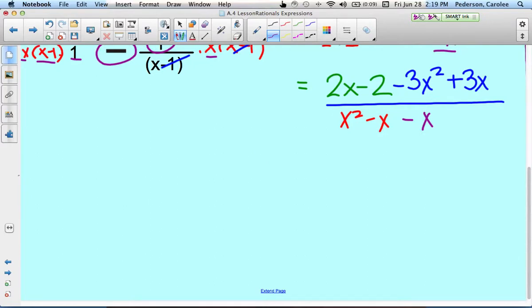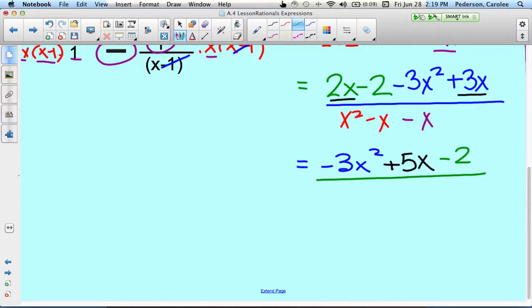All right, let's look for some like terms. In the numerator, let's put that in standard form, so highest term first, which is negative 3x squared. And then we have like terms with positive 2x and positive 3x. It's positive 5x. And then minus 2. In the denominator, a negative x and a negative x are like terms, which is negative 2x. And then we have x squared still in front. If I try to factor that, nothing's going to cancel, so we are done.